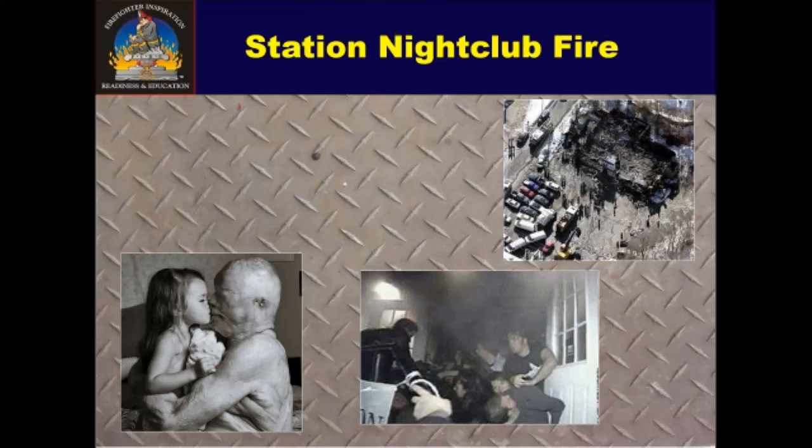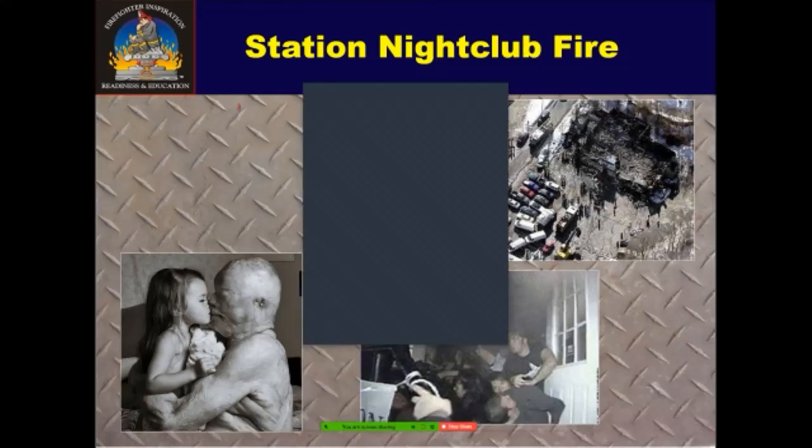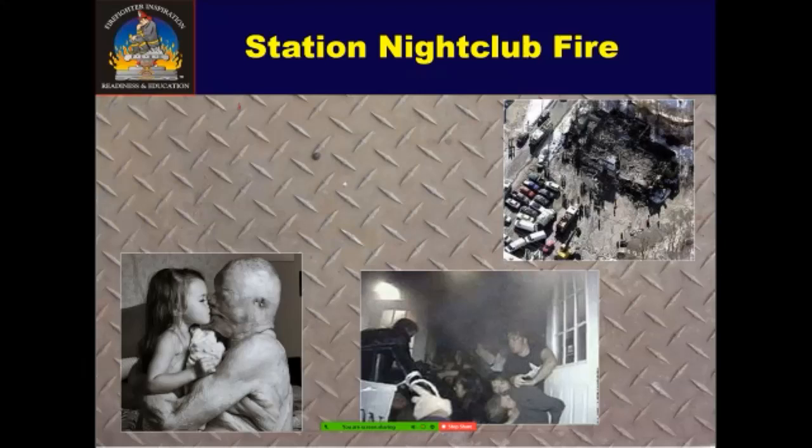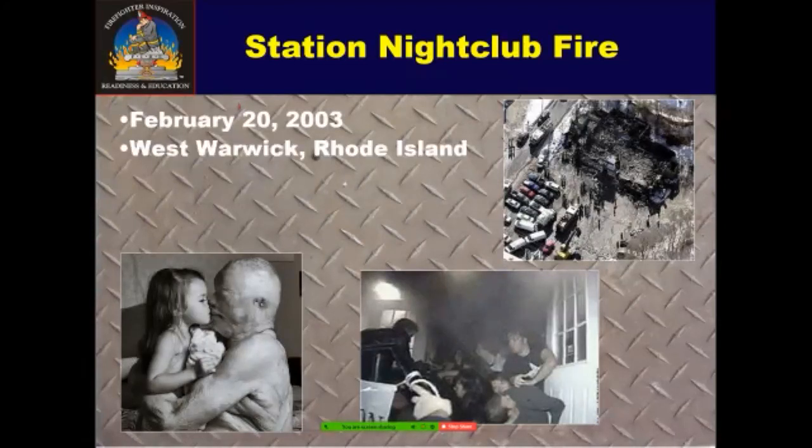Okay. So one incident we're going to look at before we jump too far in here is the Station nightclub fire. And this fire is pretty notorious. This fire happened in 2003, on February 20th, 2003. You've probably seen the video. It's horrific. It was in West Warwick, Rhode Island, and 100 people were killed in a small, tiny nightclub. If you look at the picture on the top right there, small, tiny little nightclub, not that big of a footprint of a building, way overpacked. I mean, 100 people were killed.